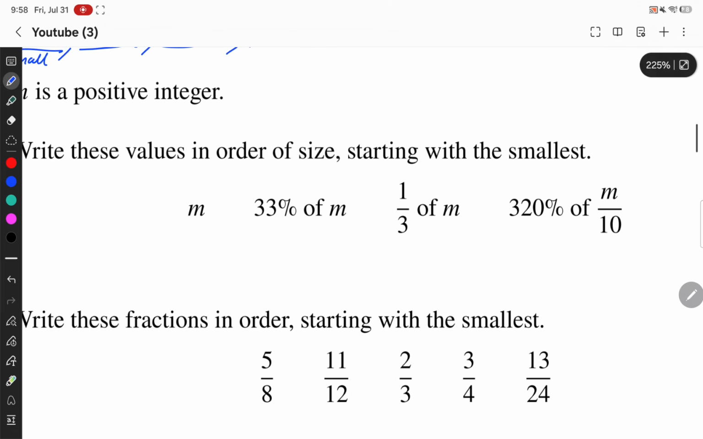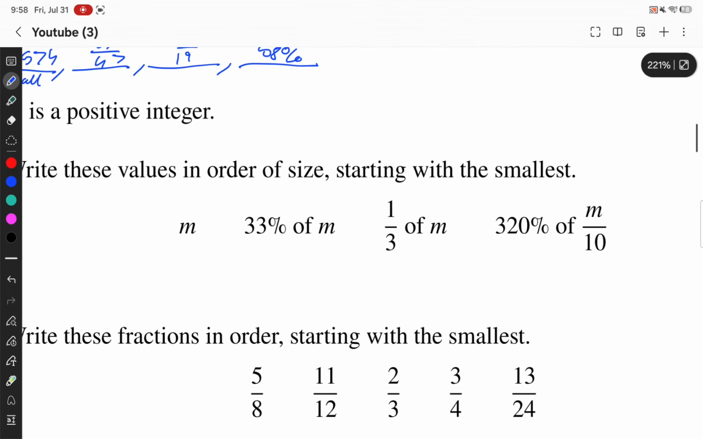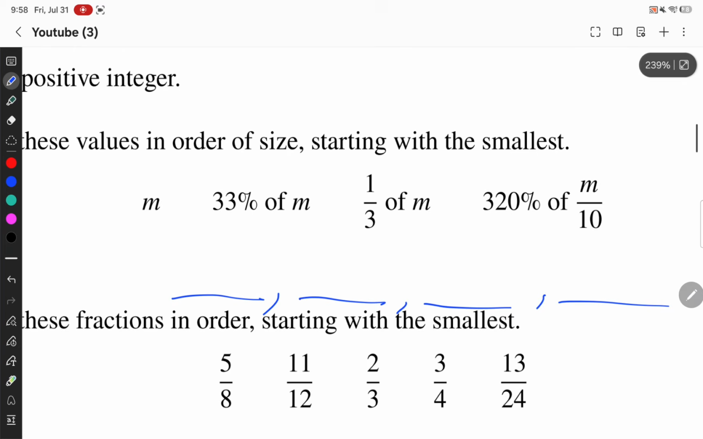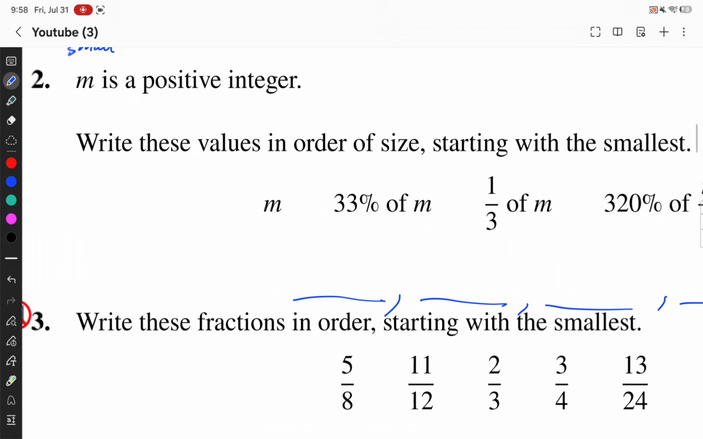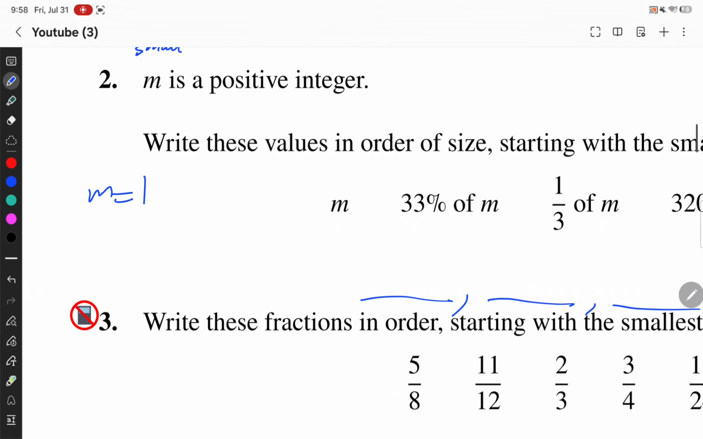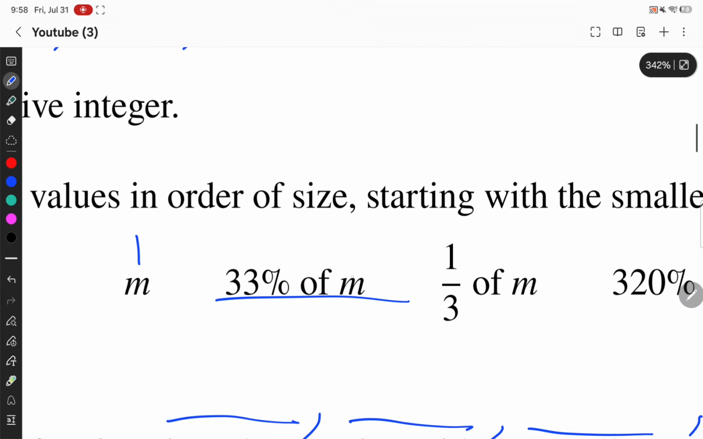Next, m is a positive integer. Write these values in order, starting with the smallest. We have 4 values, and we have to write them in order. They are in terms of m, so we can think of m as 1 and simplify everything. 33% of 1, meaning 33 over 100 times 1, equals 0.33.